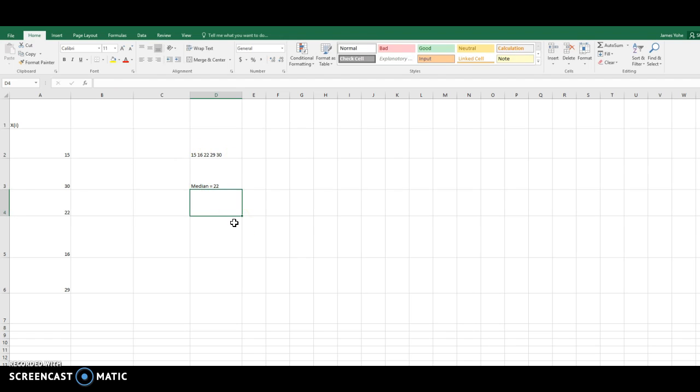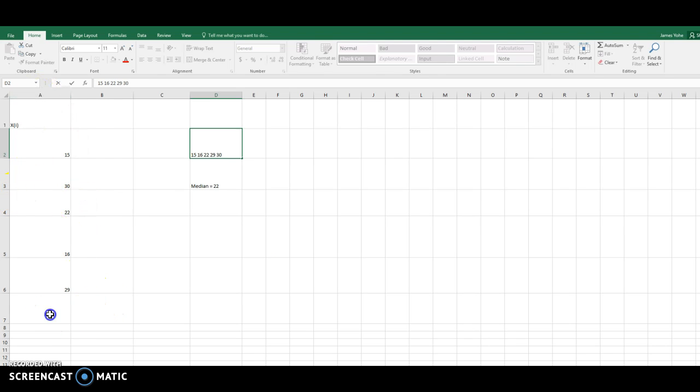A mode. The mode is the most frequent observation. So here, none of them are matching. So this is multimodal. But let's say I also had another observation in here. I'm going to insert it just for a second. In that case, 22. You can see here I have two 22s in my data set. In that case, the mode would be 22.